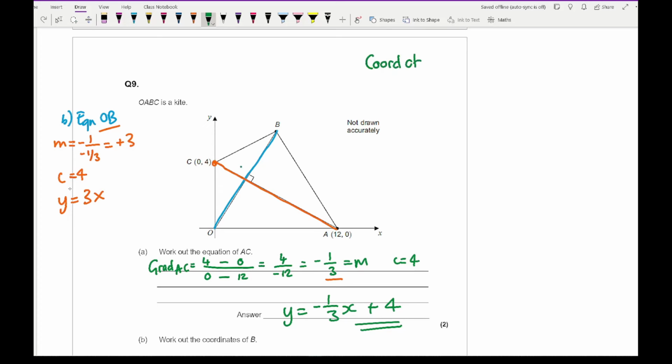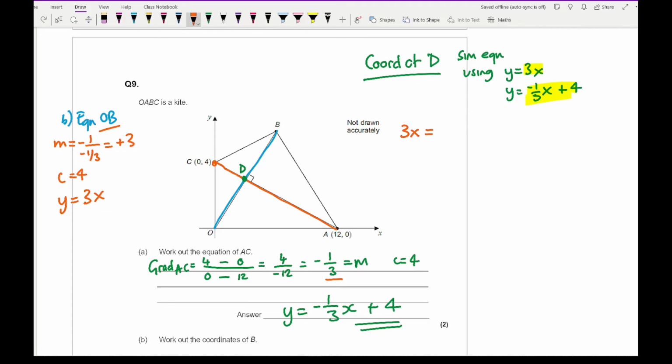Now the next thing for me to do is to work out the coordinate of where those two lines intersect, which I'm just going to call D. Now to do this, I need to use simultaneous equations using those two lines. So y equals 3x and y equals -1/3x plus 4. Because they're both equal to y, I'm going to use the substitution method to work out the coordinate of where those two lines intercept.